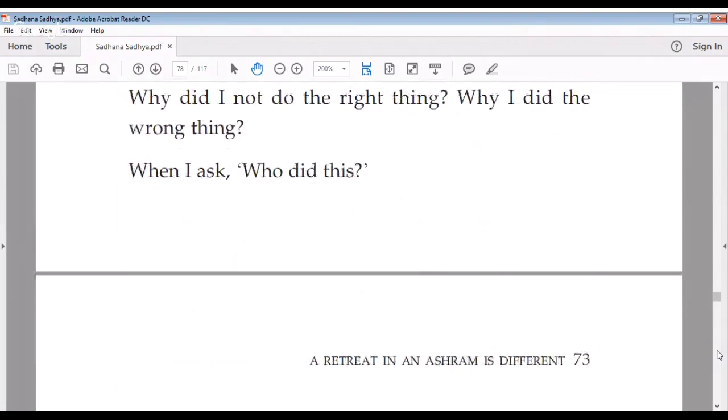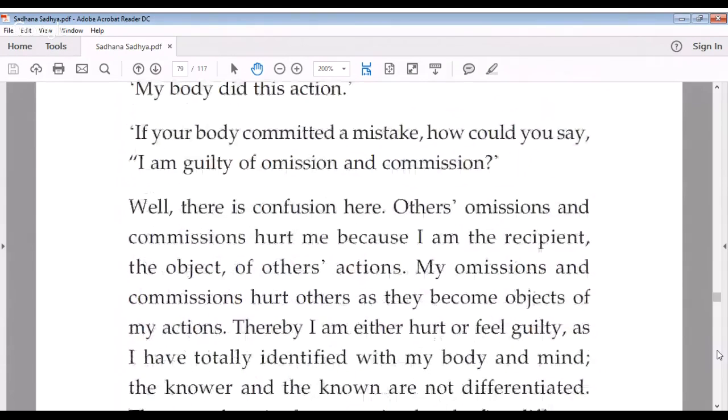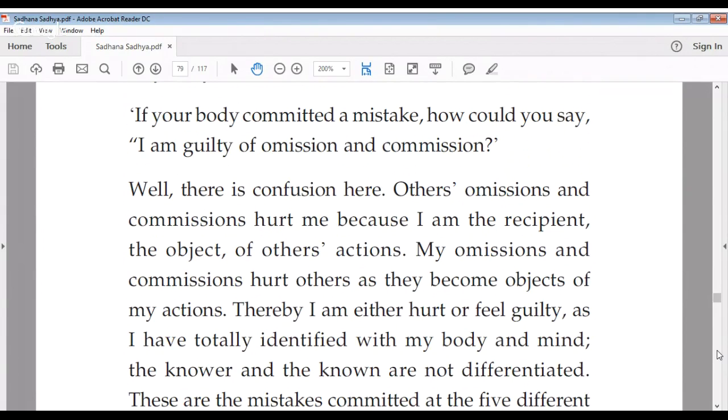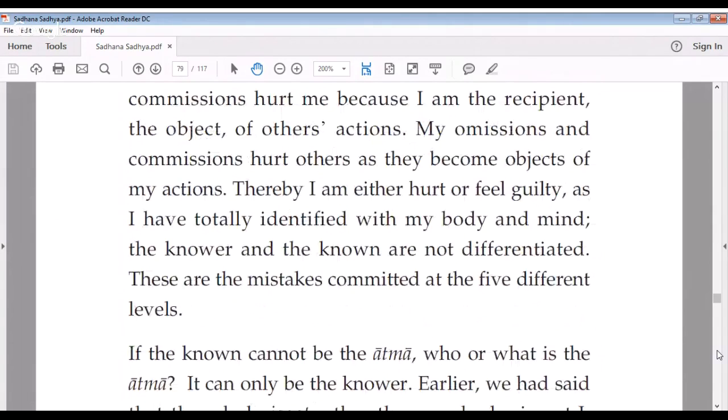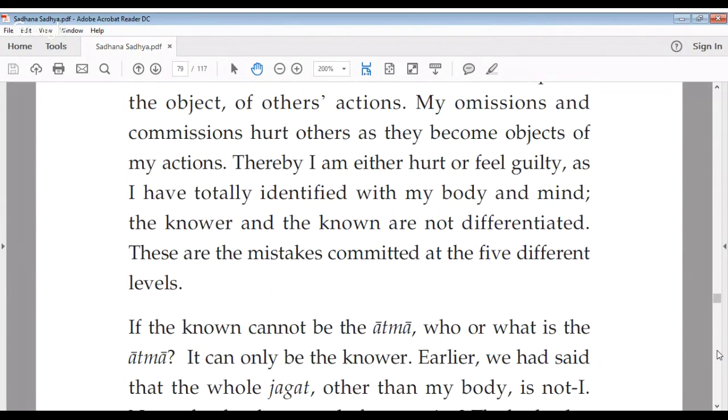When I ask who did this, you say I did this. Was the action done by you? Yes. Was it known to you? Yes. Who did this action? My body did this action. If your body committed a mistake, how could you say I am guilty of omission and commission? Well, there is confusion here. Others' omissions and commissions hurt me because I am the recipient, the object of others' actions. My omissions and commissions hurt others as they become objects of my action. Thereby, I am either hurt or feel guilty as I've totally identified with my body and mind. The knower and the known are not differentiated. These are the mistakes committed at the 5 different levels.